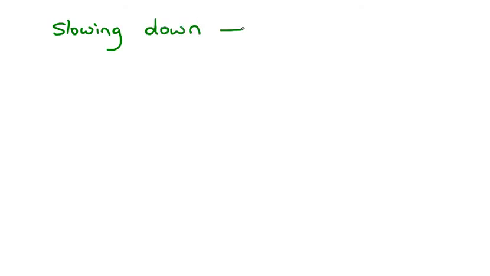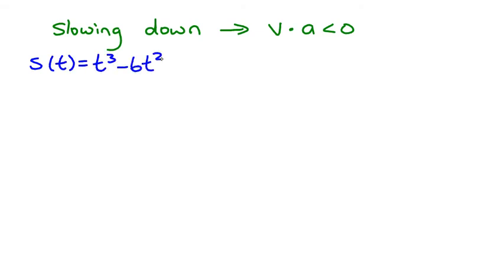What does that actually mean? Well, we said when velocity multiplied by the acceleration is less than 0. Okay, so what we're going to do is we're going to have all of our functions. So again, the position function was this guy. I've got my velocity, which is s prime. So s prime at t is your velocity function, which is 3t squared minus 12t.